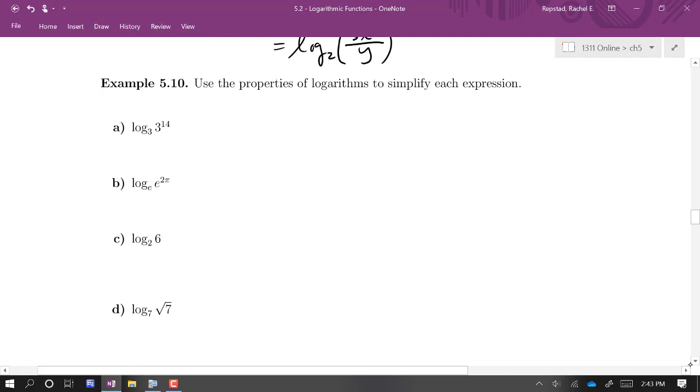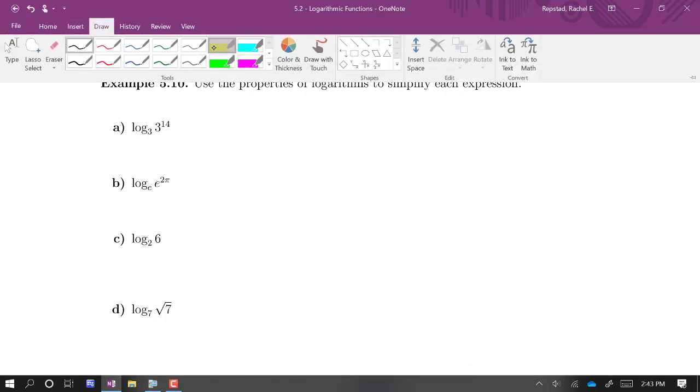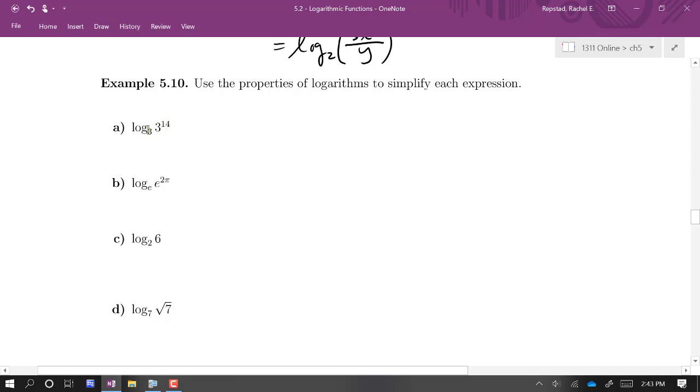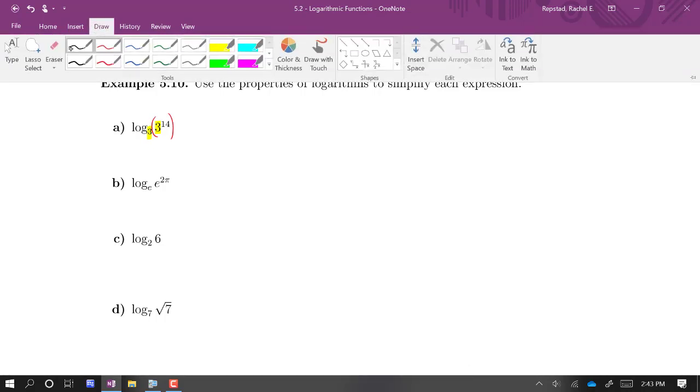Let's do some more simplifying. We're going to use these properties of logs, and let's see. In the first one, in fact, in the first two, what we're going to use is the fact that here I've got a log base 3, and the base of the argument is also 3. Right? I've got log base 3 of 3 to the 14th.